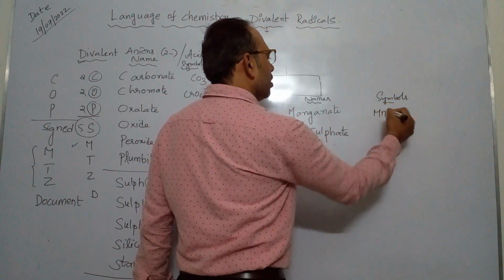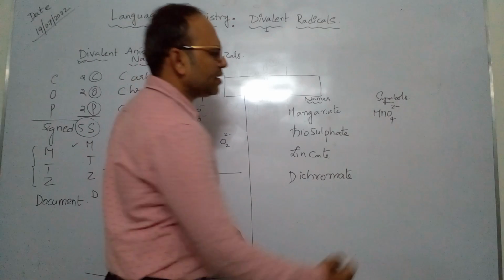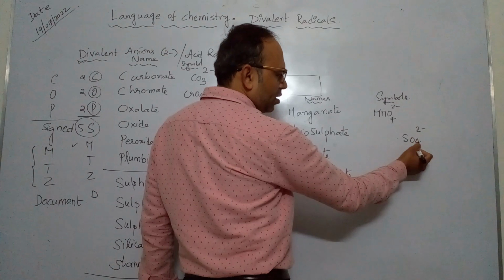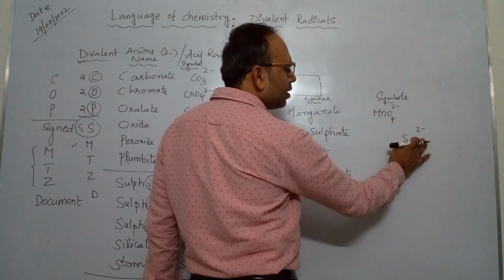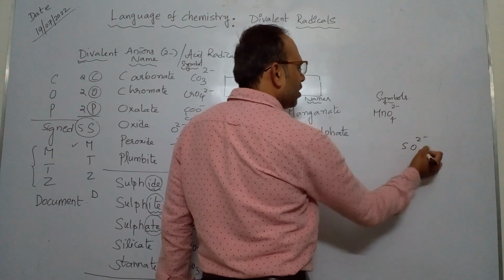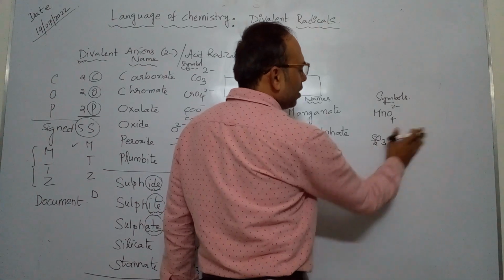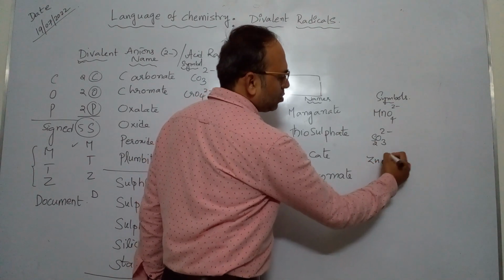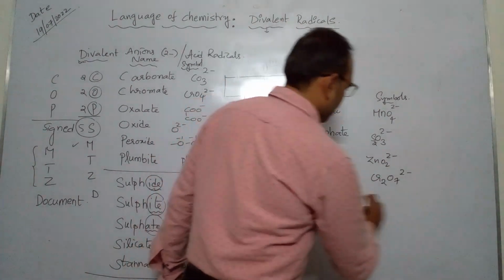Manganate. So we know that is MnO4 2 minus. Thiosulfate. We know SO4 2 minus is sulfate. Thio means by removing one oxygen, we need to add one sulfur to this. So SO4 2 minus, one oxygen is removed, so you will get SO3, addition of one sulfur gives you S2O3 2 minus. This is thiosulfate. Next, zincate, ZnO2 2 minus. Last one, dichromate, Cr2O7 2 minus.